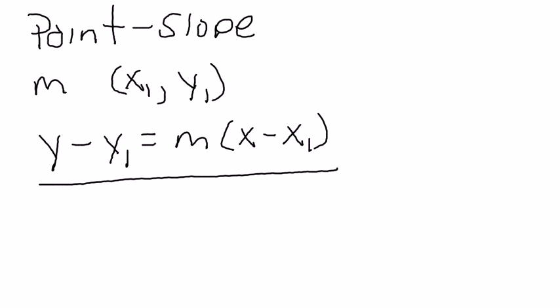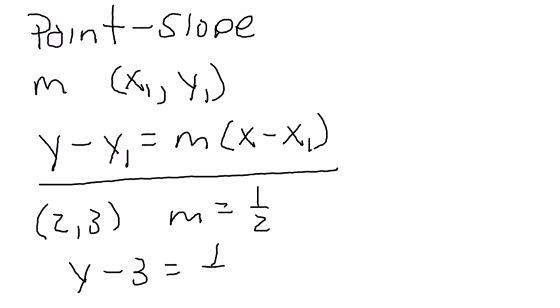So if I want to write the equation of a line that goes through the point, let's say, (2, 3), and has a slope of 1/2, then it would be y minus 3 equals 1/2 times x minus 2.